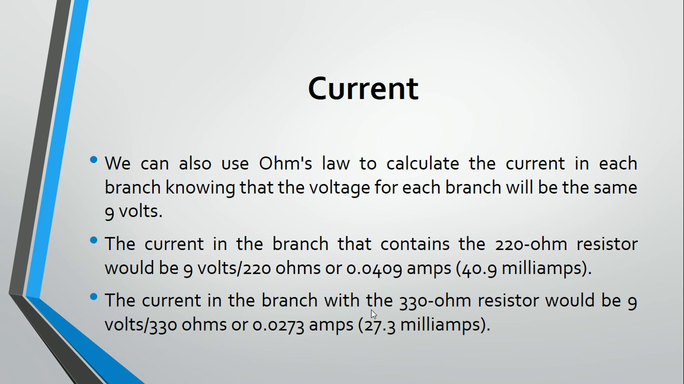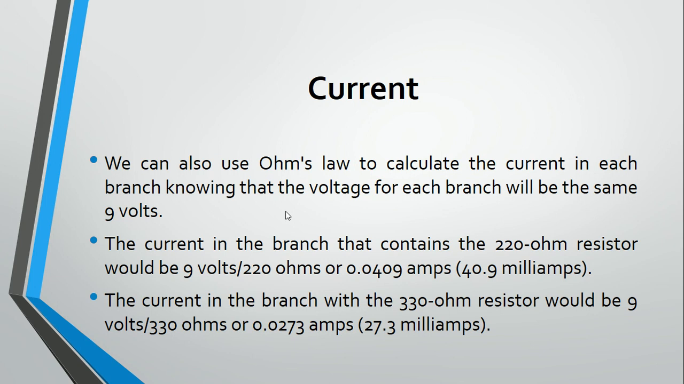And then there's another one to calculate, whichever is easier. We can also use Ohm's law to calculate the current in each branch, knowing that the voltage for each branch will be the same, 9 volts. For me, the former method is easier because you already get the total resistance.